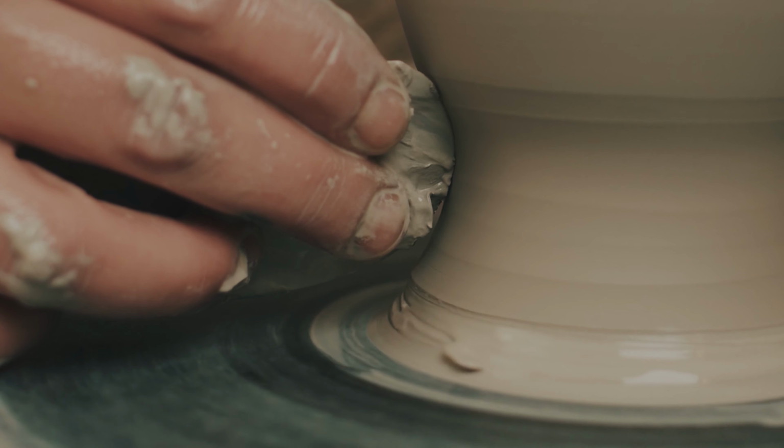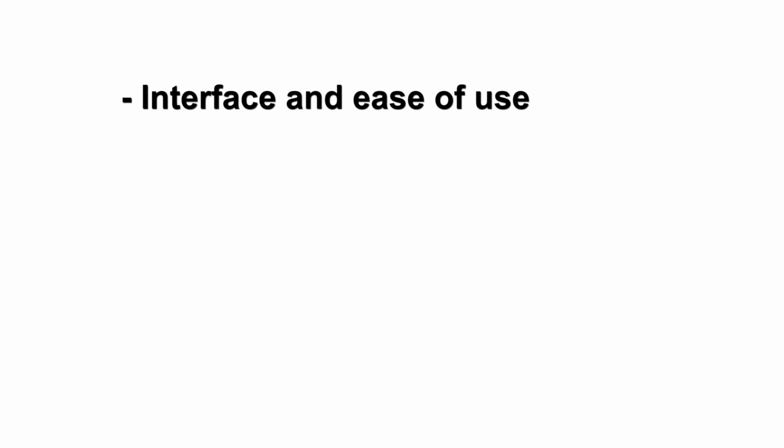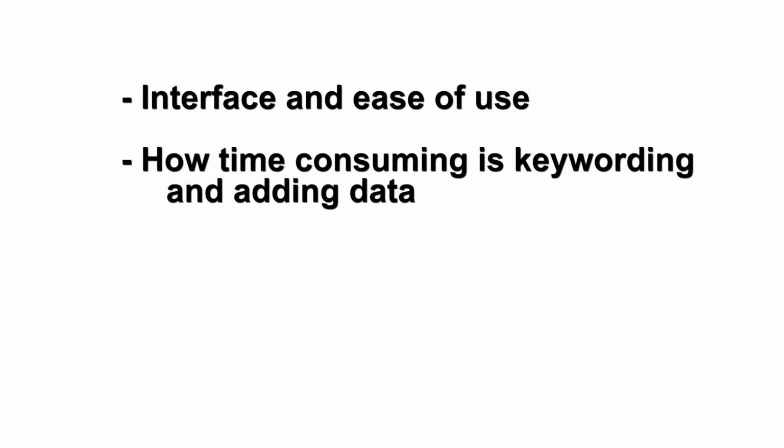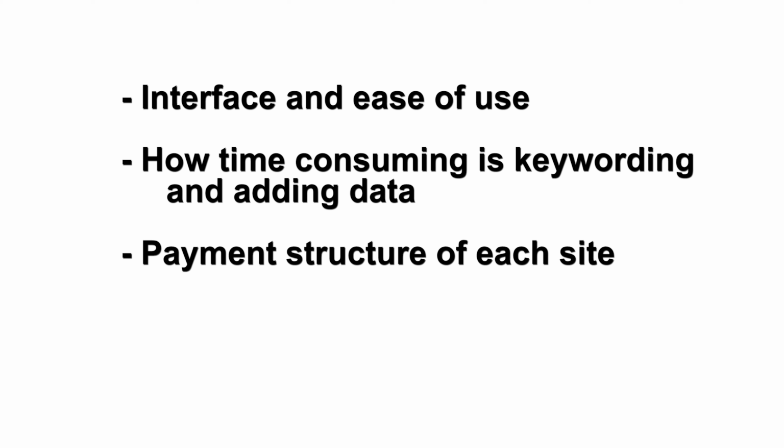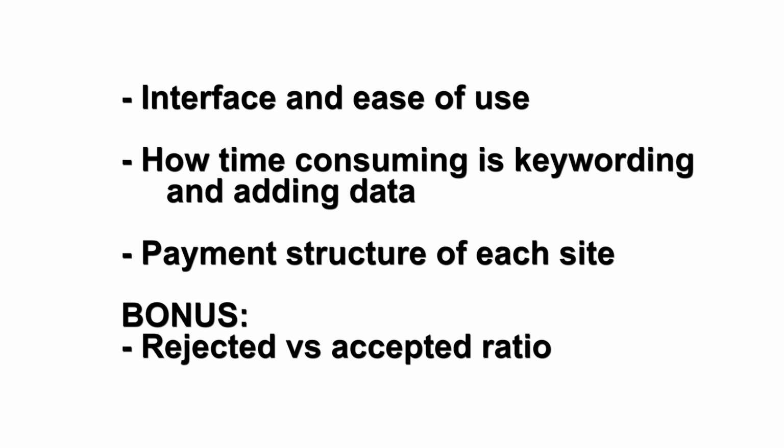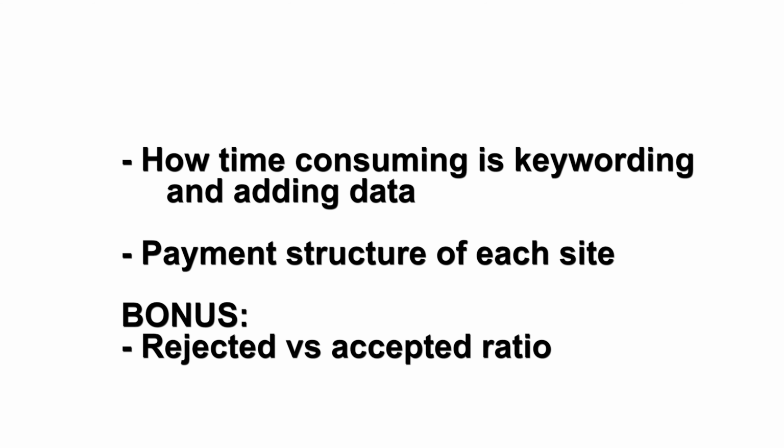To make my points, I'll mainly talk about three things: interface and ease of use, how time consuming is keywording and adding data, and finally payment structure of each site. For bonus point, I'll also add rejected versus accepted ratio for my portfolios, but it's a little bit skewed. I'll explain why at the end of the video. Let's get started with Adobe Stock, and then continue in alphabetical order.